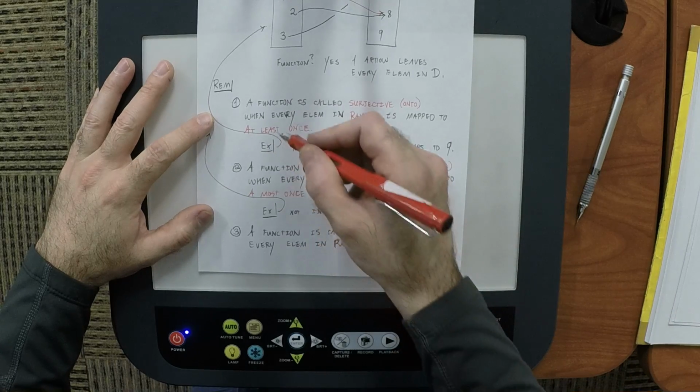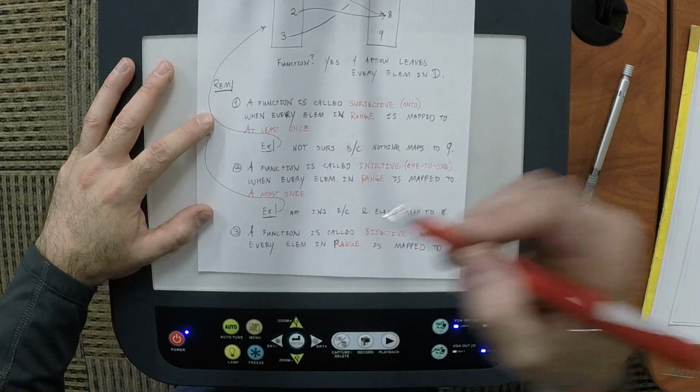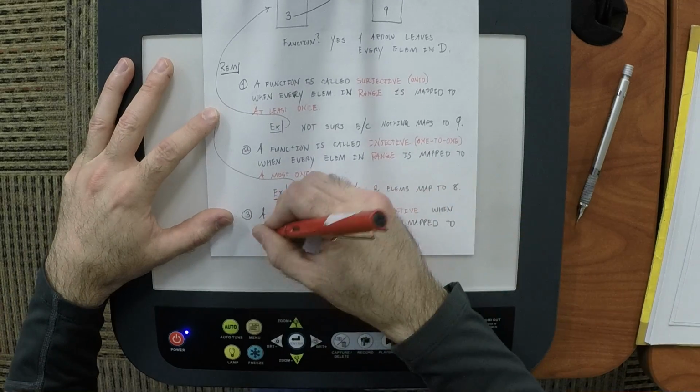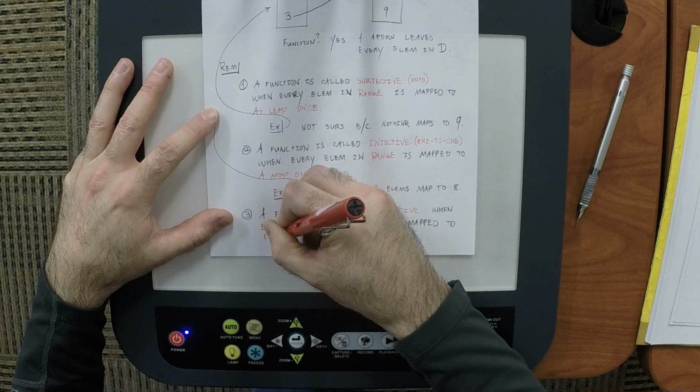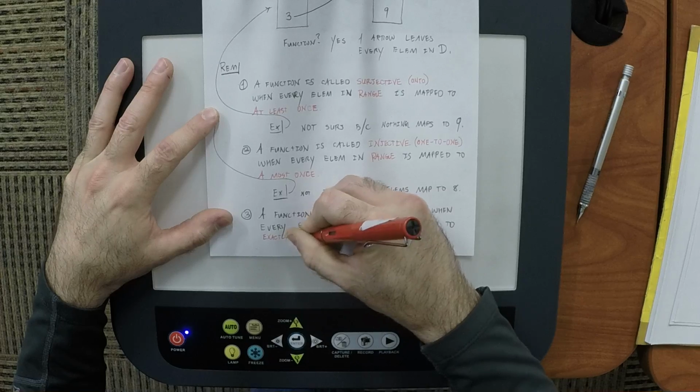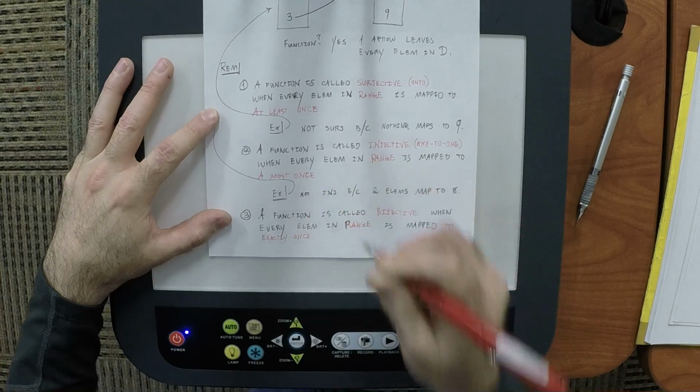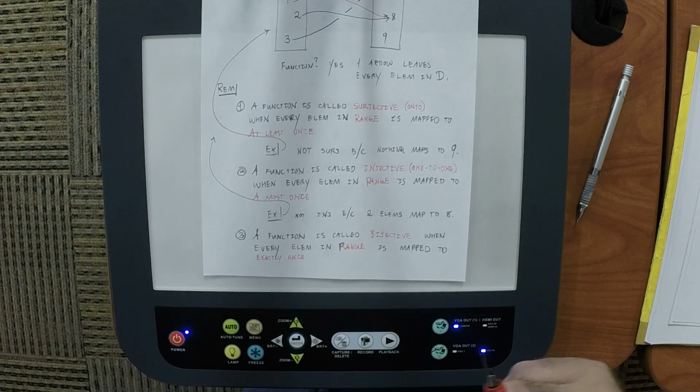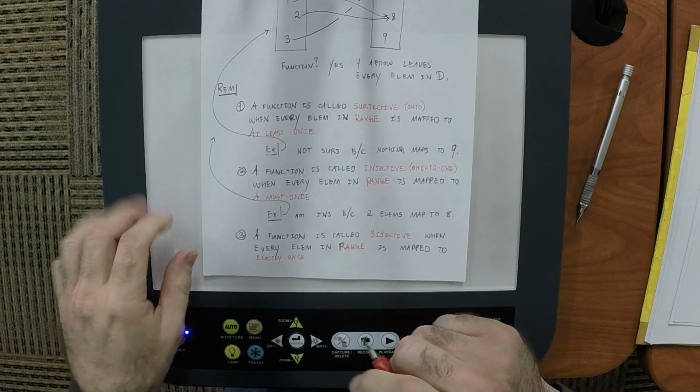So 0 or 1, 1 or more. So if at least once and at most once, then exactly once. Which means that the reason for the word bi doesn't mean 2, it means rather both. That means that it is surjective and also injective.